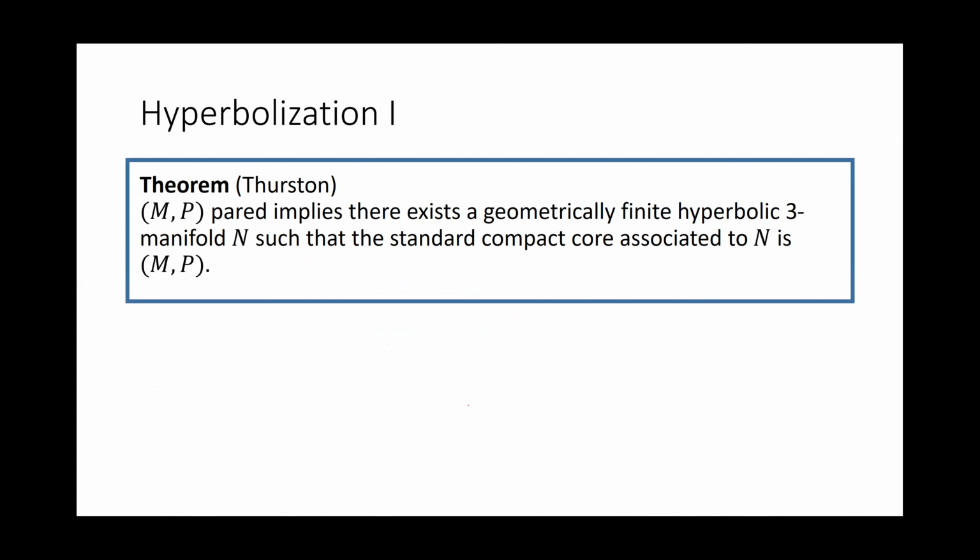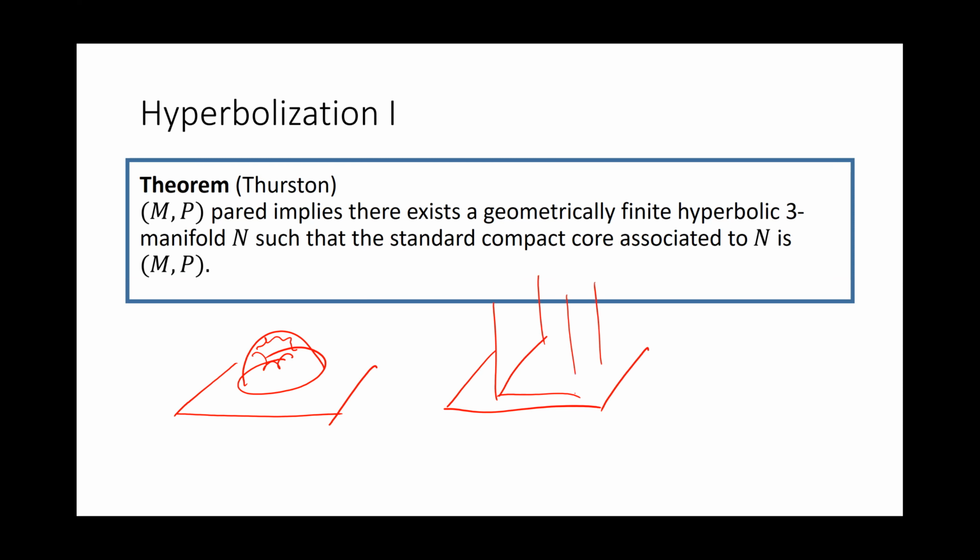The first theorem along these lines that I'm mentioning, it's not first in chronological order, is hyperbolization part 1, due to Thurston. He showed that if you have a paired manifold, so this is a topological condition, then there must exist a geometrically finite hyperbolic three manifold such that the standard compact core is this pair. And we saw that with ours. Our Fuchsian surface is an example of this, and our structure on the compression body is another example of this.